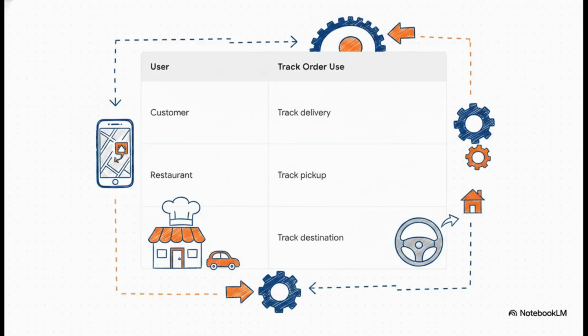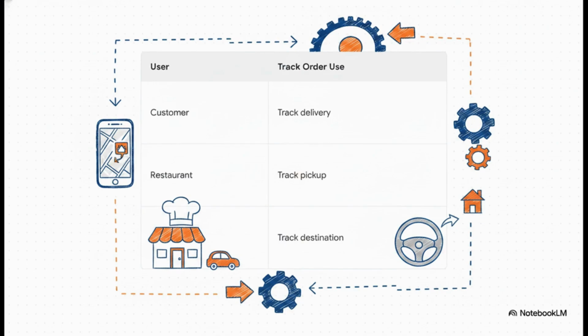Consider the track order method. It's literally just one method name written in the code, but see how polymorphism allows it to adapt? When the customer hits track order, the map pops up to show them exactly where their food is. But when the restaurant hits track order, they see if the driver has arrived for pickup. And when the delivery agent taps track order, it gives them GPS directions to the customer's house. It is one single method taking on completely different functional forms based entirely on the object using it.